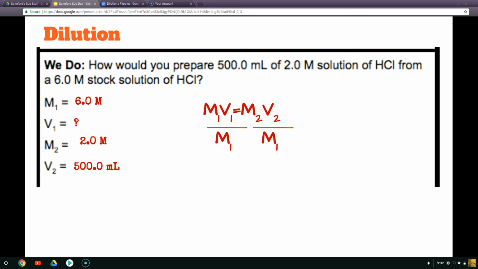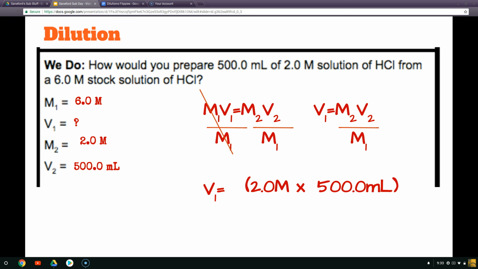So let's divide both sides by M1. Cancel on the left. V1 equals M2V2 over M1. Plug in the numbers we just listed. V1 equals 2 molar, so that's M2, the second molarity, 2 molar times that new volume we want.